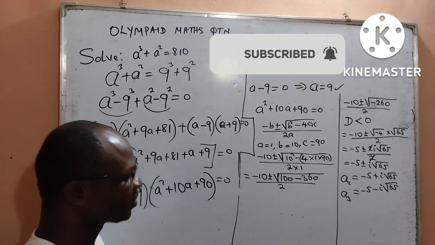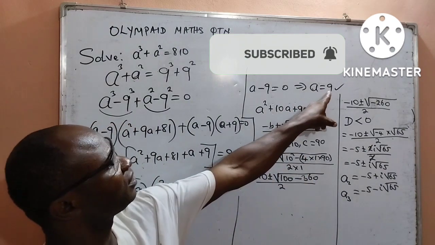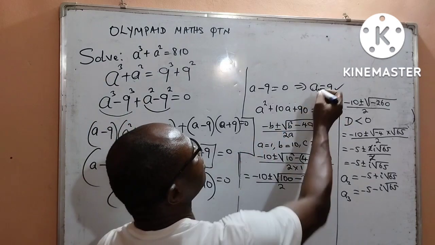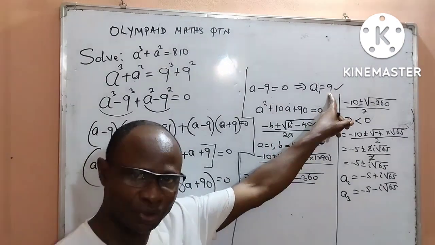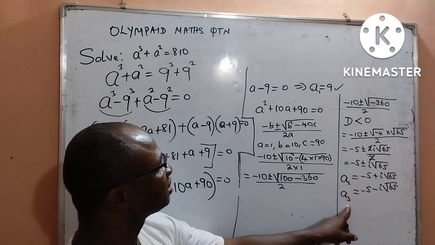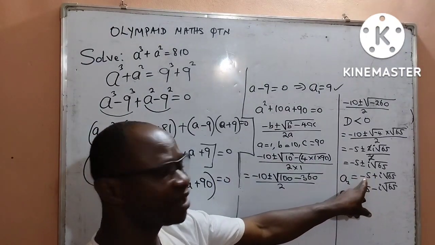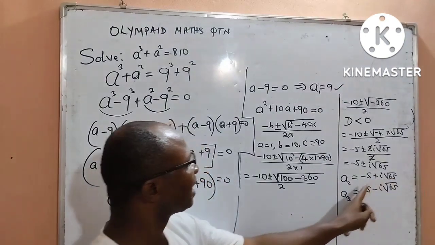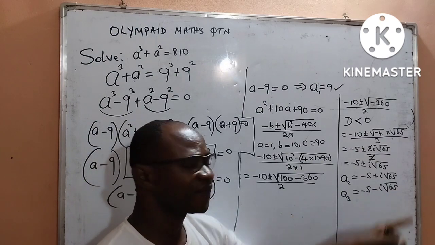In conclusion, of the three values of a, one is real, which is our a1, a is equal to 9. That is the only root that is real. The second and the third roots are complex. What we got is minus 5 plus i root 65, and the third one, minus 5 minus i root 65.